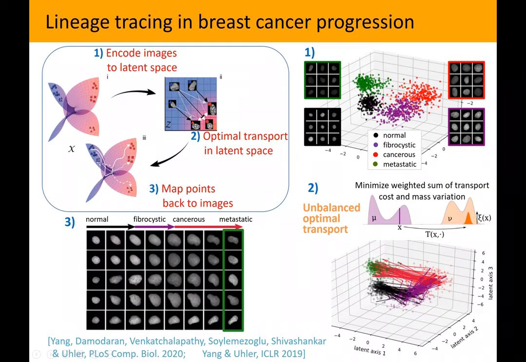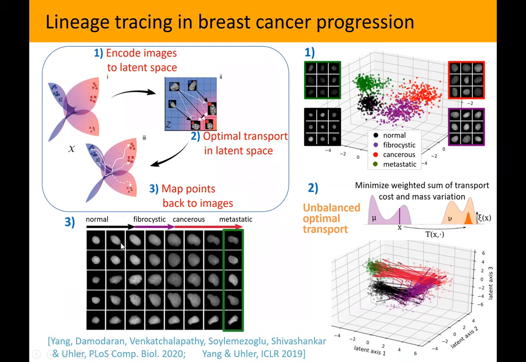And now, of course, the autoencoder allows me to get back images. I can move around in the latent space, but I also have a decoder which can go from any point here back to the image space. In that way, these are the only real cell images. Everything else is generated. I can take a metastatic cell, map it to the latent space, use my optimal transport map to move it backwards in time, and then use the autoencoder again to get the corresponding image.